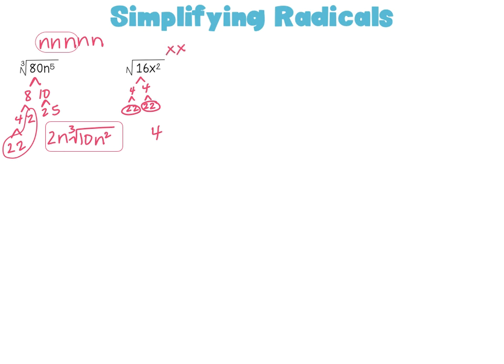My index is an imaginary 2. How many groups of 2 can I make with 2 X's? 1 group of 2. So I have 1 X in my answer for a final answer of 4 X.